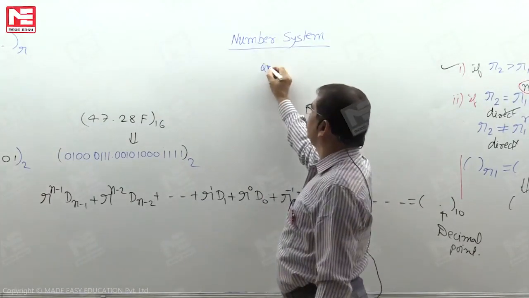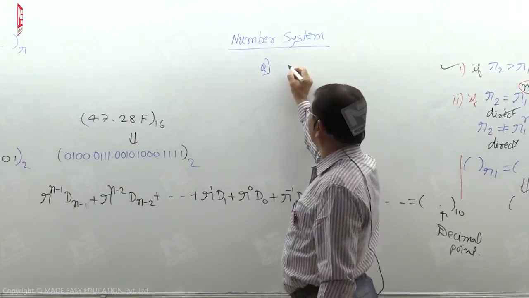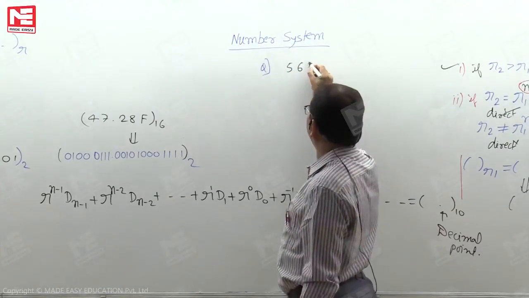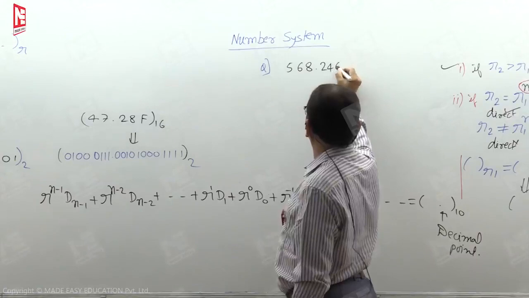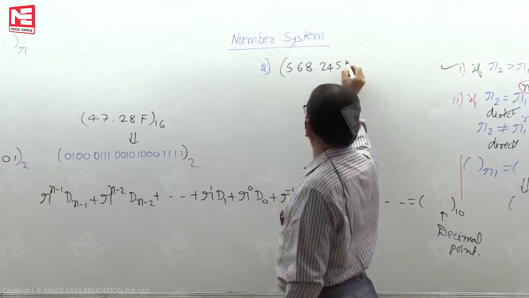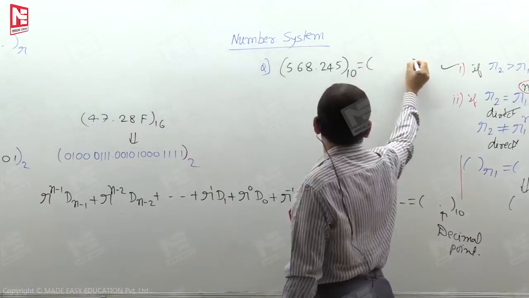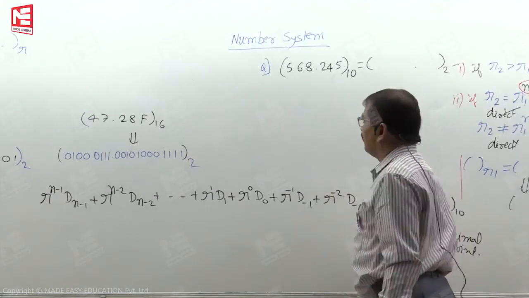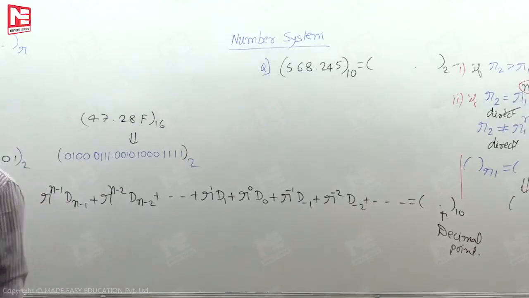Let's take a question. Convert the given decimal number as the equivalent binary number. You can take some time and you can think.